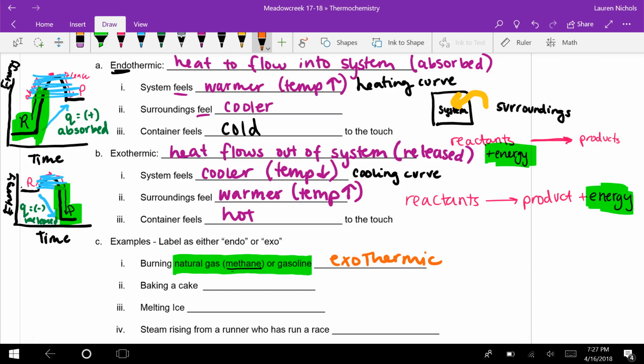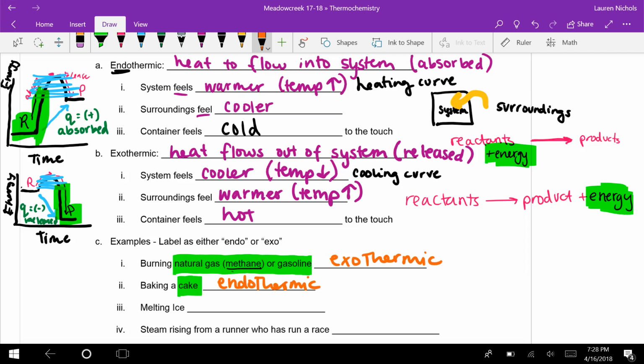If you ever see anything burning, you know it's automatically exothermic, which means all combustion reactions are exothermic. And so when we look at baking a cake, well, if our cake is our system, then energy is going into the cake from the oven, and so it is endothermic. Now, if we were to change our point of view a little bit and say, well, what if my oven is the system, the thing that I'm studying or looking at? Then the oven is exothermic.